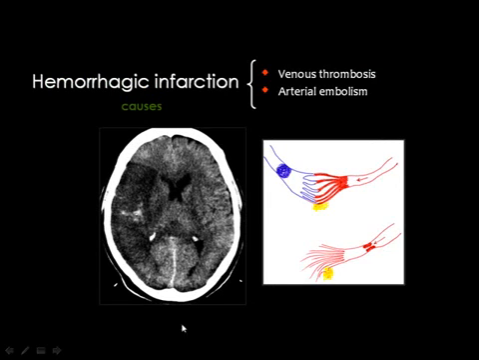Sometimes you can see infarction with hemorrhage inside, and this is known as hemorrhagic infarction. And there are two main causes for hemorrhagic infarction. The first one is venous occlusion. If the vein is occluded and the arterial blood is coming normally, then the capillary blood pressure will be raised and some of the capillaries will rupture, resulting in an infarction with hemorrhage inside, and this is known as hemorrhagic infarction. The second cause for hemorrhagic infarction is arterial embolism.